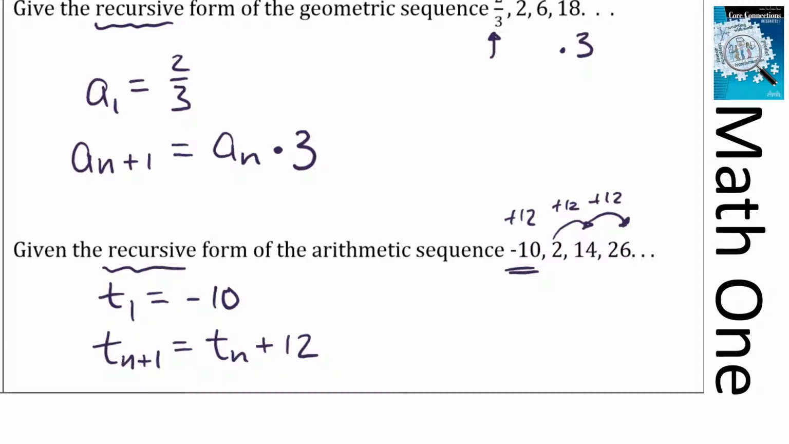And one of their limitations is it's difficult to jump. For example, if I wanted to jump to the 100th term for either of these, it's difficult to do that in one step, because in order to know the 100th term, I need to know what the 99th term is. And in order to know the 99th term, I need to know what the 98th term is. So in order to figure out any particular term, I need to know all the terms that come before it. So that is definitely a limitation.